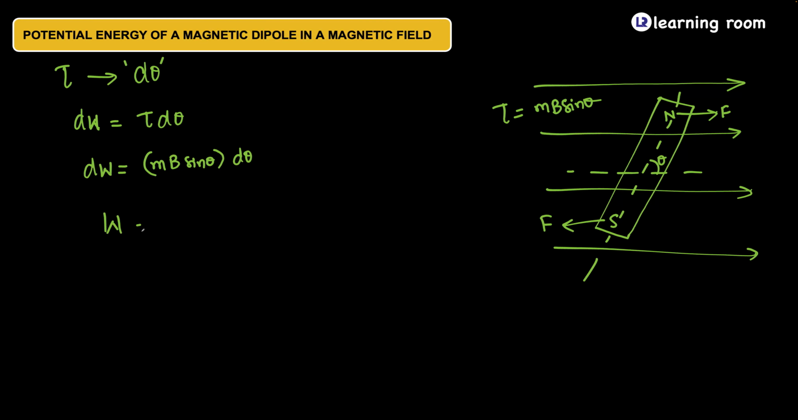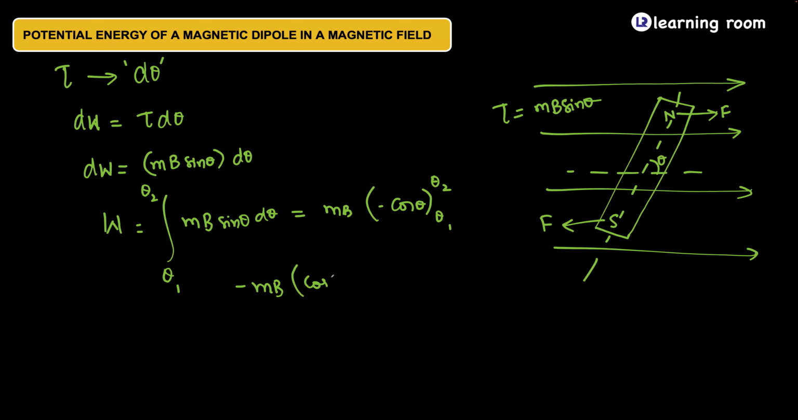But what I want is the total work done, so I'm going to integrate it. Integrate mB sine theta d theta from an angle theta 1 to theta 2. Taking mB outside, what is the integral of sine theta? It will be minus cos theta, from theta 1 to theta 2. So it will be minus mB into cos theta 2 minus cos theta 1. This will be the answer.